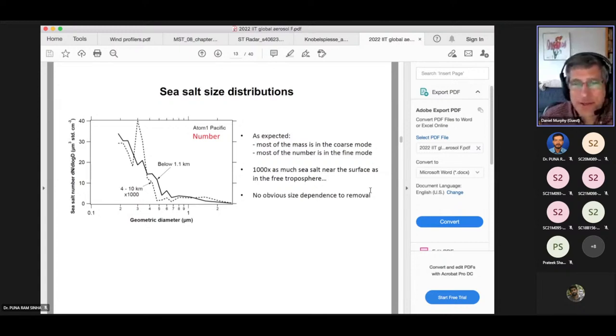What I'm comparing here is the size distribution of the sea salt particles we measured below 1.1 kilometers flying over the ocean. So you're flying very close to the ocean surface. And the sea salt particles that we measured between 4 and 10 kilometers in altitude, except there's a lot fewer of them, so I multiplied the dash curve by 1,000. And the really amazing thing is how well these match. There's really no obvious size dependence. So you've taken out 99.9% of the sea salt particles, and it's pretty even. You took out 99.9% of the small ones, and you took out 99.9% of the big ones, which is a pretty nice result for thinking about size for removal of the particles.